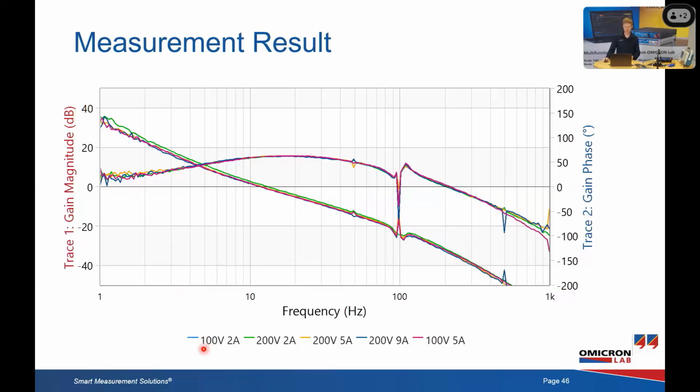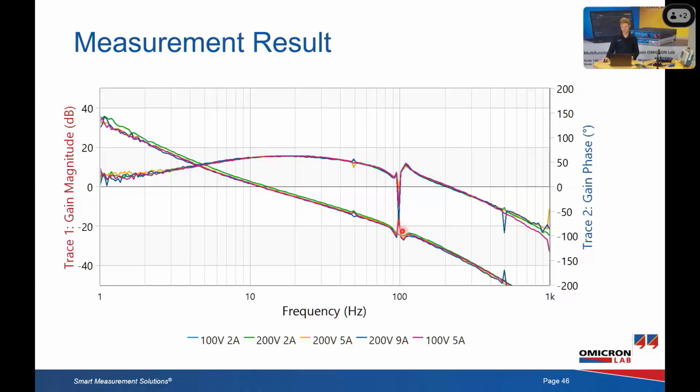So here I measured at 100 volts input and 2 amps output, so that's low input and low output load, and up to 200 volts input, 9 amps output, that would be maximum input and maximum output load. And as you can see, the crossover frequency is always around 14 to 15 Hz, and phase margin is always around 60 degrees. So that's a system that employs a digital control loop, and that digital control loop can adapt the compensator so that the system behaves the same in every input line and output load condition. So it's a very stable control that has the same dynamics in all the operating conditions.